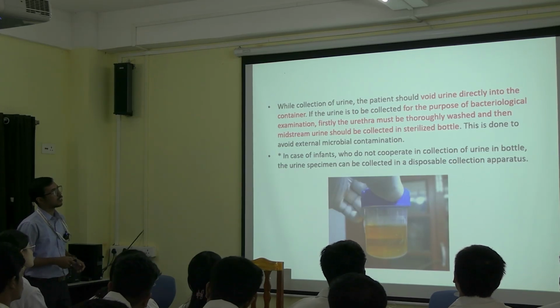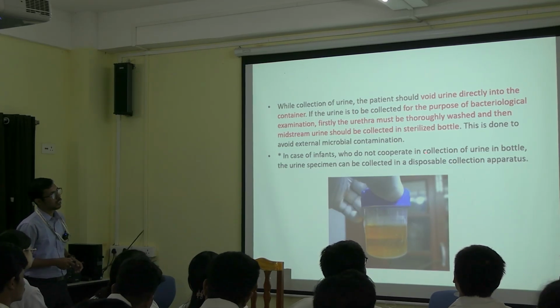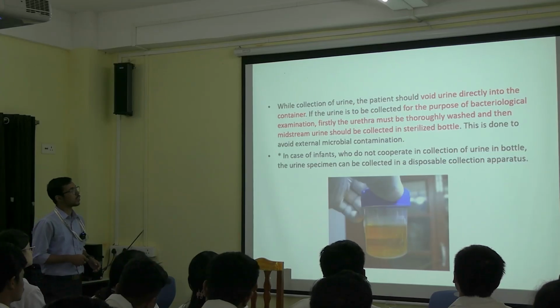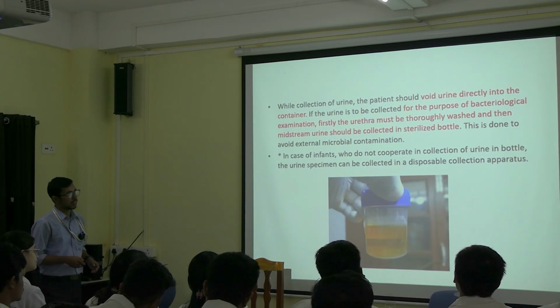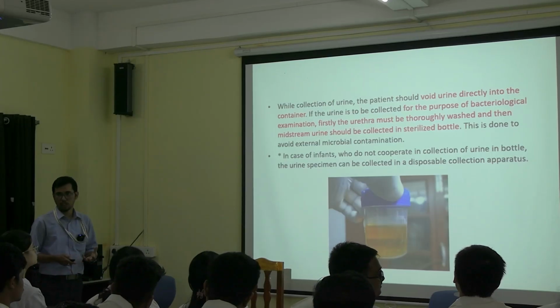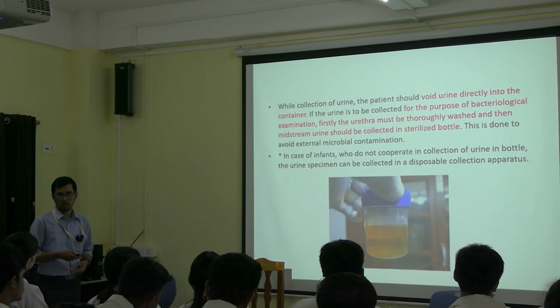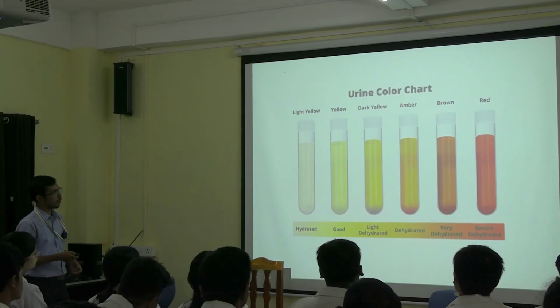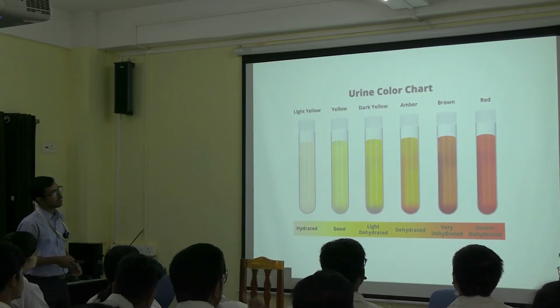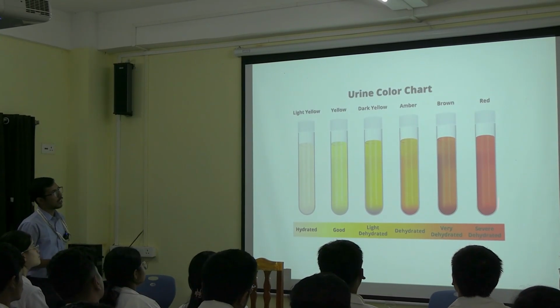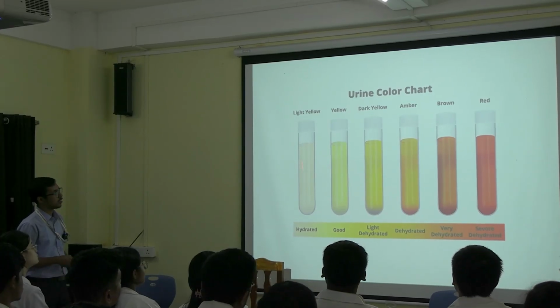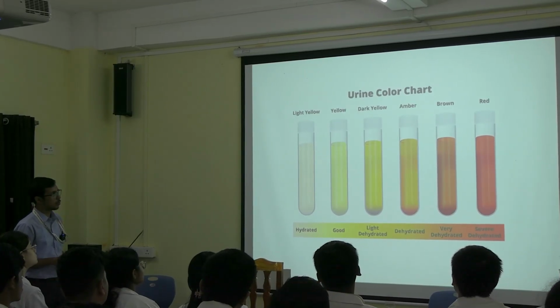In case of infants who do not cooperate in collection of urine in a bottle, the urine sample can be collected in a disposable collection apparatus. A small sterile container you can give, the child will pee in it, and then you can use it for the test. So here are different colors. This is red color, severely dehydrated, and this is if you drink too much water, it will be this.